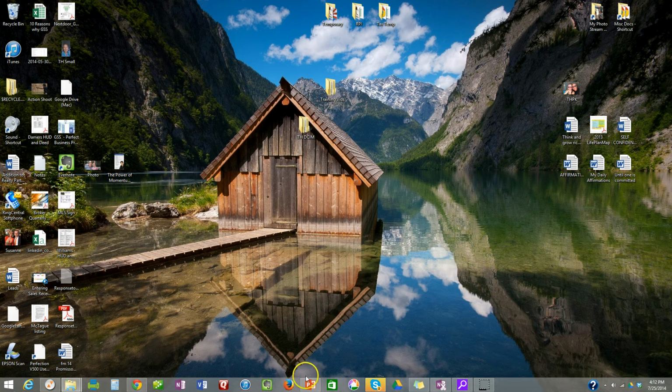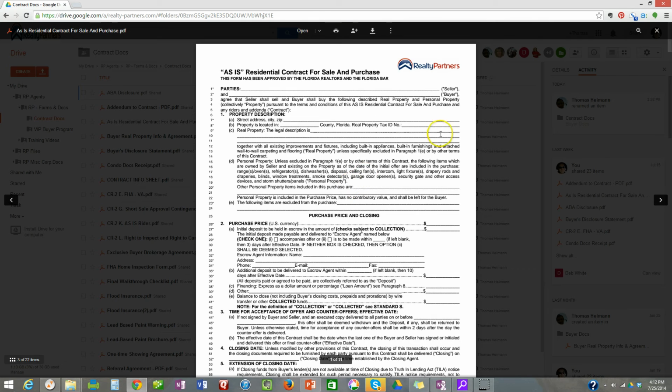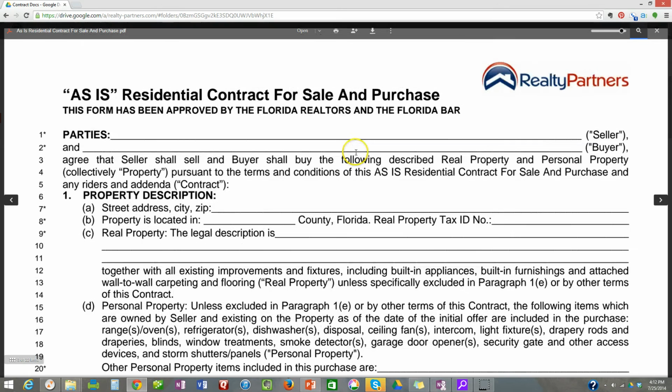So without any further ado, let me go into our Google Drive, where I have prepared a number of different contracts to look at. And the first one that we're going to look at is the as-is contract, which is very, very popular nowadays. I'm going to really blow this up so you can see that.